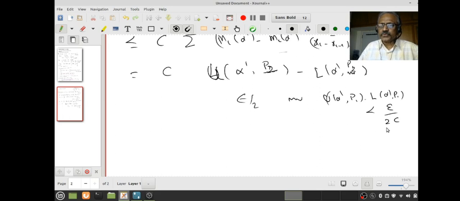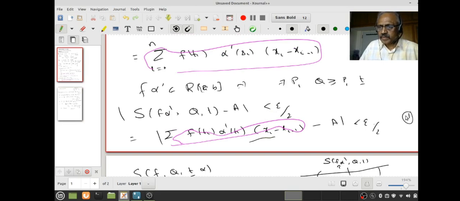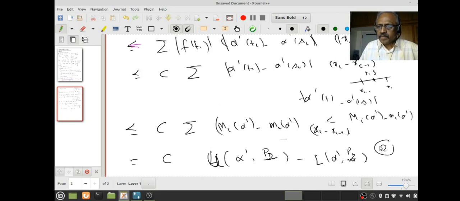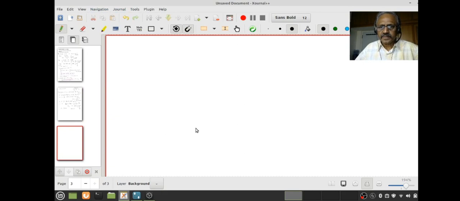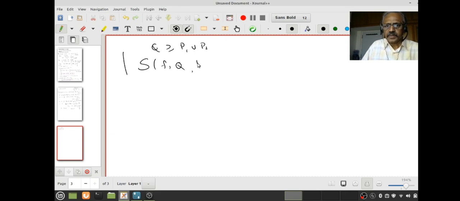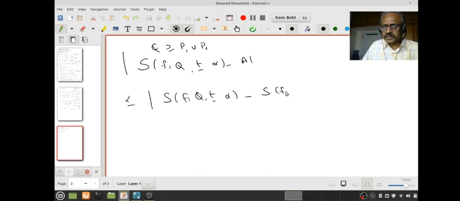So if I take P equal to P1 union P2, then any Q which is finer than P will be finer than P1 as well as finer than P2. Therefore, both these inequalities will be true. You have followed that? Therefore, what do I get? Modulus S F Q, where Q is finer than P1 union P2, T alpha minus A will be less than or equal to S F Q T alpha minus S F alpha dash Q T. Remember, S F Q T alpha is this object.